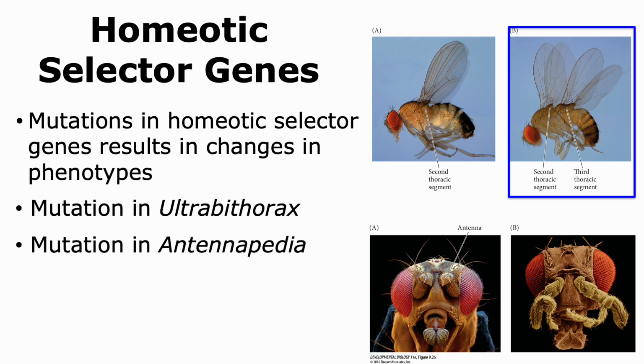Another mutation we can observe is when Antennapedia is mutated. In that case, when we look at the picture to the left, we're looking at a normal fly that has antenna. When the Antennapedia gene is mutated, we actually end up with a fly that has legs coming out where the antenna should be. And thus the homeotic genes help in determining different body parts of the fly from their appropriate segments. With this, we come to an end of all the different classes of genes that are involved in embryonic development.